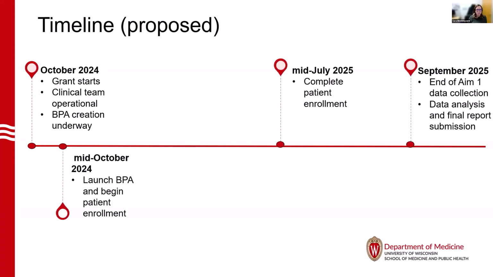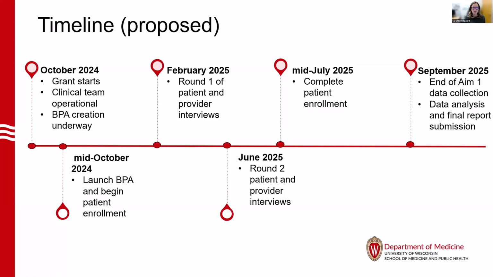And so we had proposed starting to enroll patients in mid-October, enroll them for 9 months through mid-July, and then we would continue to follow patients for readmissions over the next couple of months with the goal of completing our data collection in September and doing our analysis and final report for the end of the grant period. While we were enrolling patients, we had planned to do a couple rounds of patient and provider interviews in February and June to explore some of those perceptions.